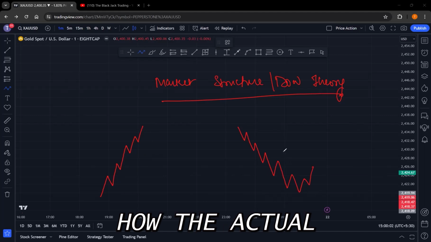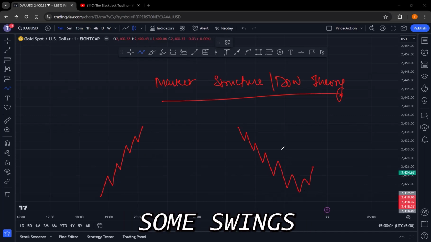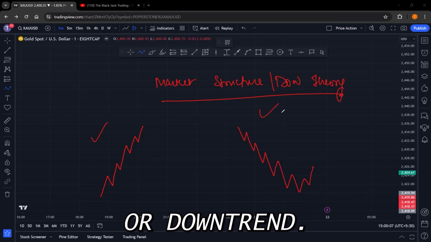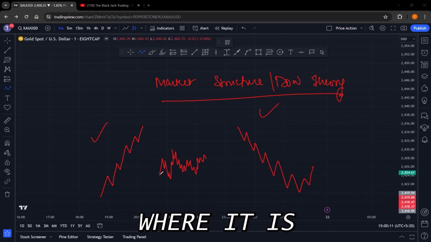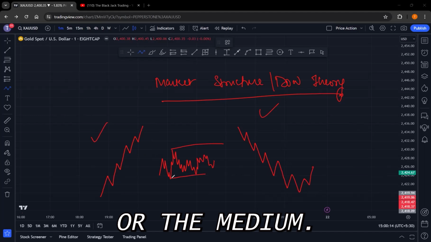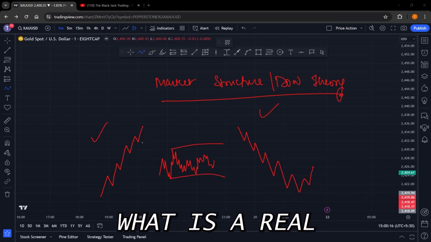So this is how the actual price moves, creating swings in the market in an uptrend or downtrend. When it is sideways, you will see the price create swings like this, where it is not giving any breakout of the major high or the major low in the market. What you need to understand is what the real market structure is.